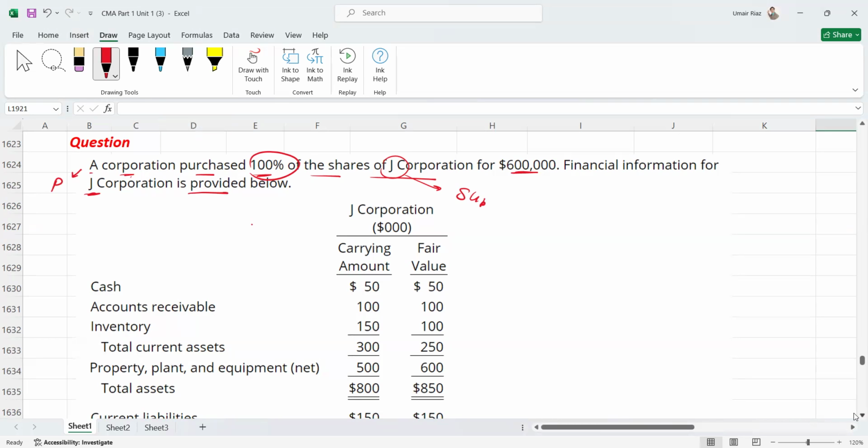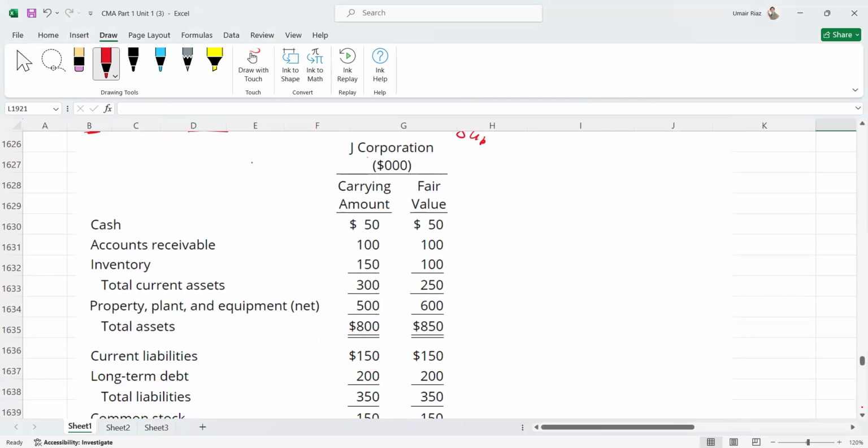So here we have the information for J corporation. We have carrying amount and fair values. We have cash, where carrying value and fair value are given. Similarly, we have account receivables, inventory, total current assets, with carrying amount and fair value given. We also have a non-current asset, PPE, with carrying value and fair value as well. So here we have our total assets, which include current assets plus non-current assets.